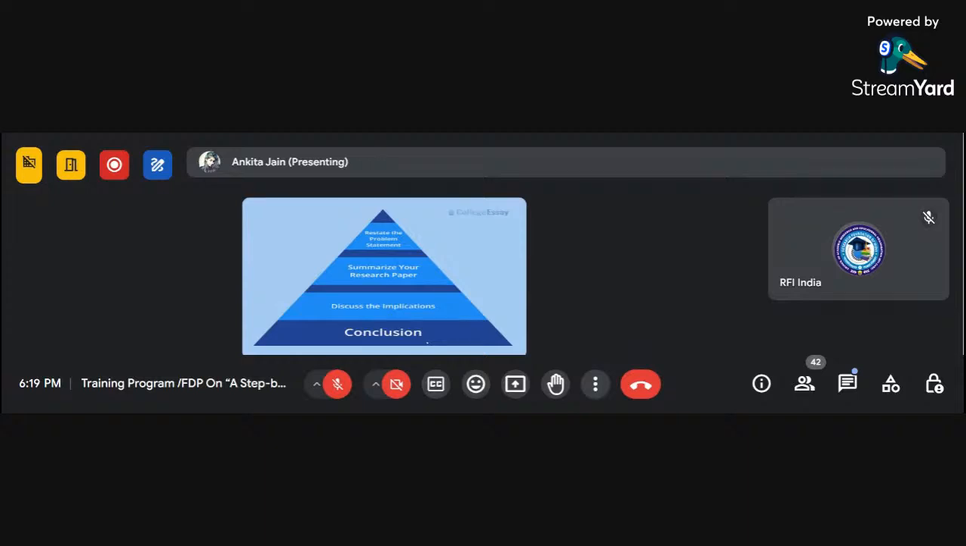Number one is implications of the study. Number two, suggestions and recommendations. Number three, future research scope. And number four is limitations of the study. So these four things are important while you are writing any conclusion. Again, the conclusion is about restating your problem statement. Whatever problem statement or research question you have taken comes under this conclusion. Then whatever you have taken in your study, in your research paper or thesis, you also summarize that, whatever you have done, and then discuss the implications of it.